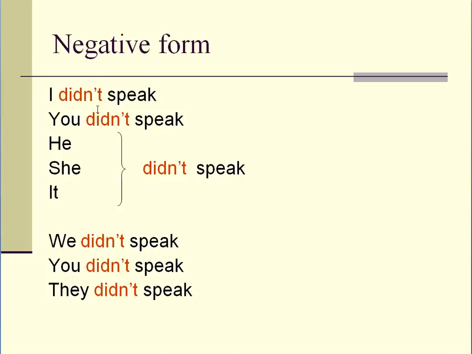Let's see the negative. The negative form, you recognize it as the same form as the negative form in the regular verbs. So we just add didn't between subject and verb. As you can see, the verb goes back to the base form. It's not spoke, but it's speak. So I didn't speak. Didn't between subject and base form of the verb, irregular verb.